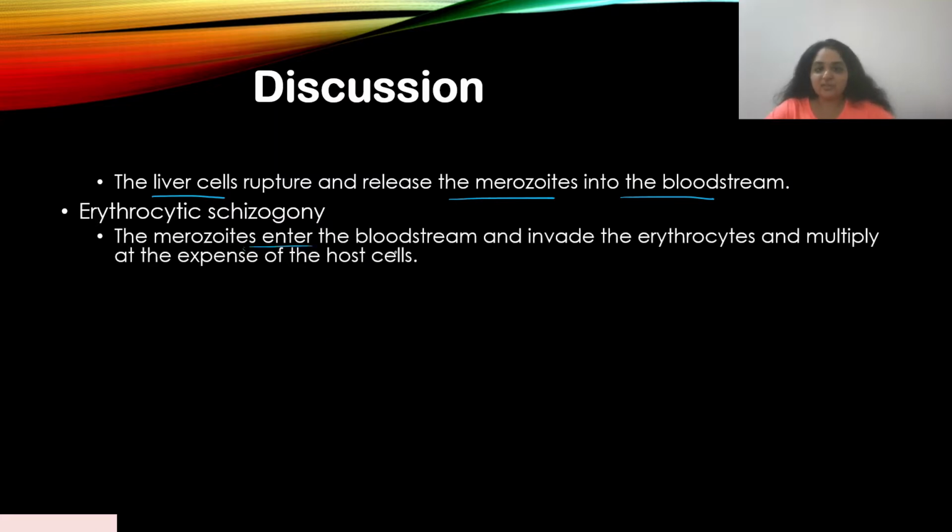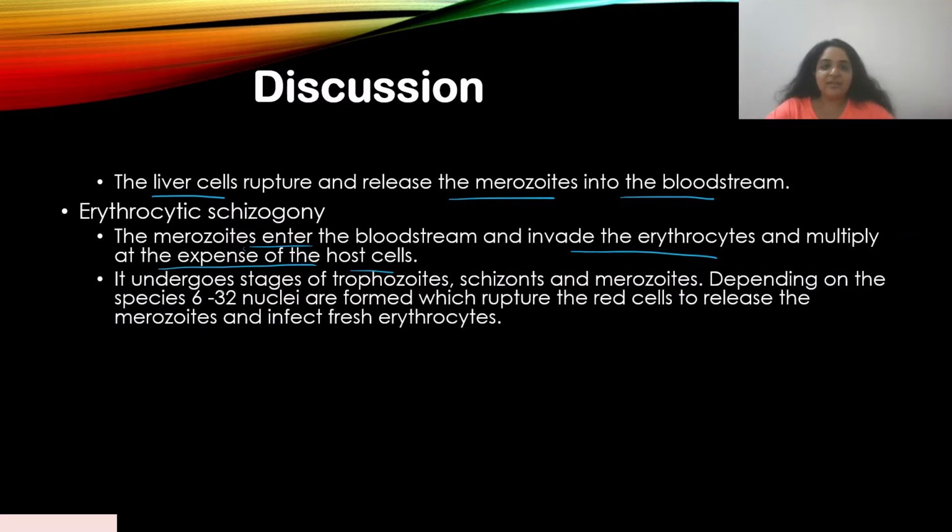The merozoites enter the bloodstream and they invade the erythrocytes, and multiply at the expense of the host cell. Okay, so this is where the dangerous part happens. It undergoes stages of trophozoites. So the merozoites convert into trophozoites, into schizonts, and then again merozoites. So it undergoes a full life cycle inside the RBCs.